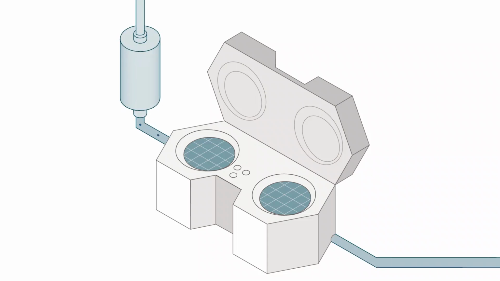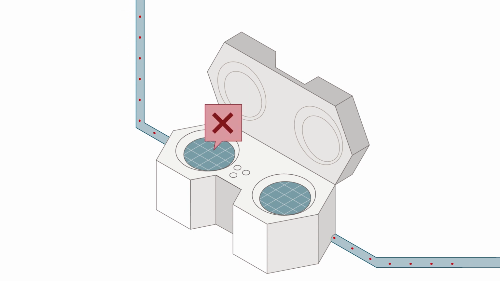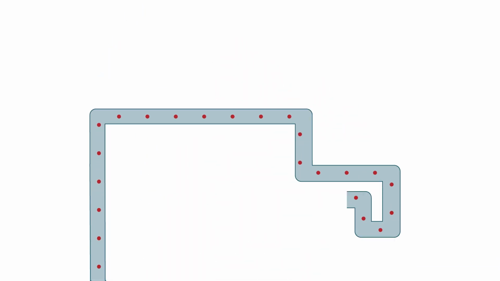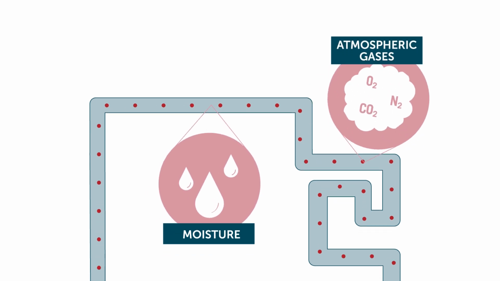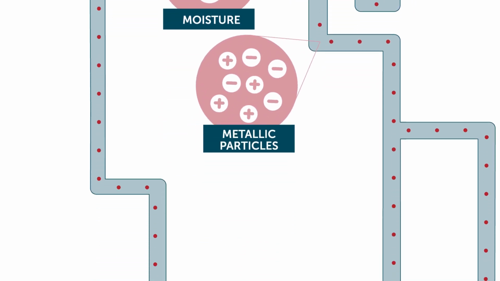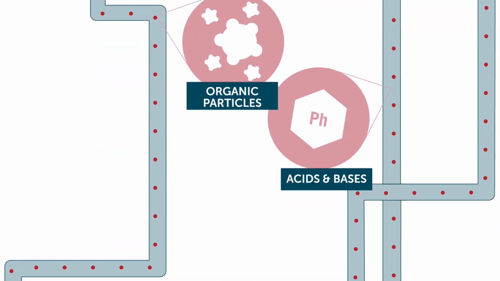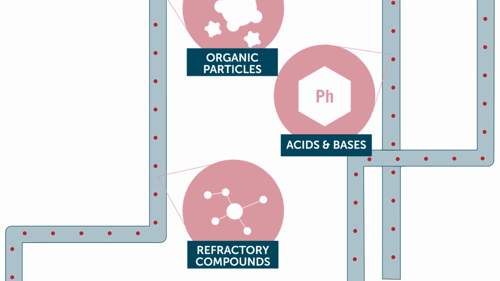When creating a semiconductor device, many steps require the use of process gases. And contamination in a process gas can cause defects in semiconductor chips at any one of these steps. What kinds of contaminants are we talking about? Moisture, atmospheric gases, metallic particles, organic particles, acids and bases, and refractory compounds.